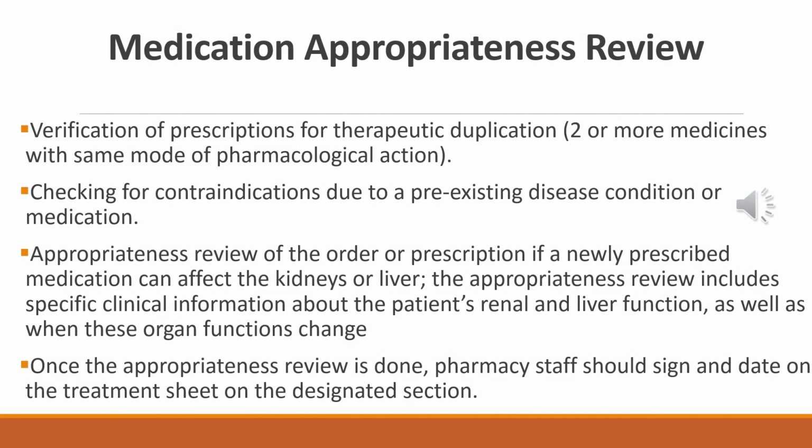The review also entails verification of prescriptions for therapeutic duplication, a scenario where 2 or more medicines with the same mode of pharmacological action are co-prescribed and administered. Checking for contraindications due to a pre-existing disease condition or medication. Appropriateness review of the order or prescription if a newly prescribed medication can affect the kidneys or liver. The appropriateness review includes specific clinical information about the patient's renal and liver function, as well as when these organ functions change. Once the appropriateness review is done, pharmacy staff should sign and date on the treatment sheet in the designated section.